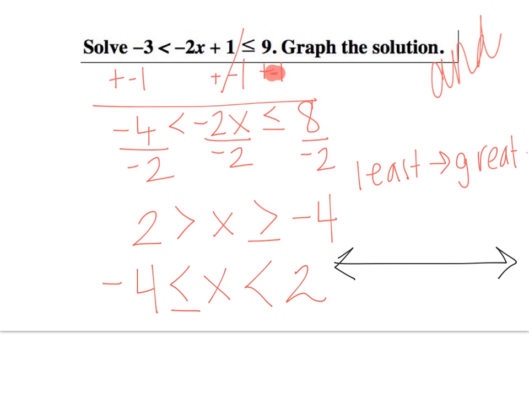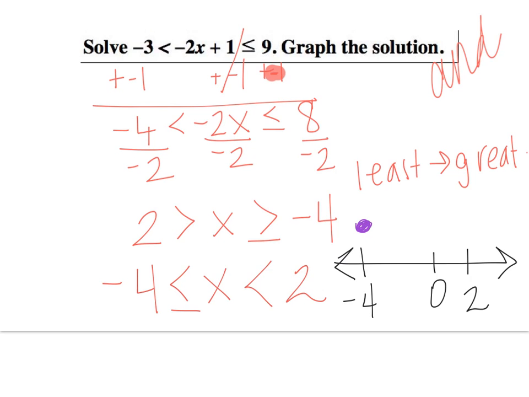So I am going to put -4, 0, and 2. -4, I'm going to have that shaded in. 2, I'm going to have that as an open circle. And I'm just going to shade the inside. So that's my final answer.